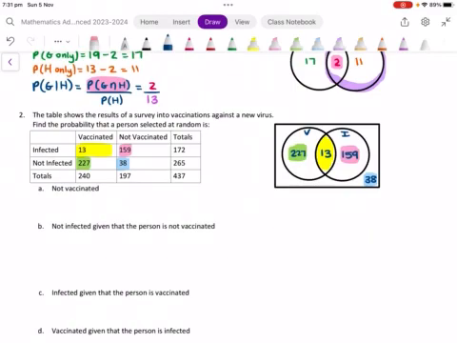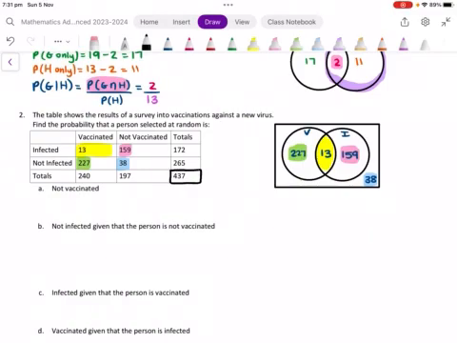Now, something you need to notice with your two-way tables is for your totals, all of your rows should add up to these totals, and all of your columns should add up to the totals, and then both the row and the column should add up to this massive total here.